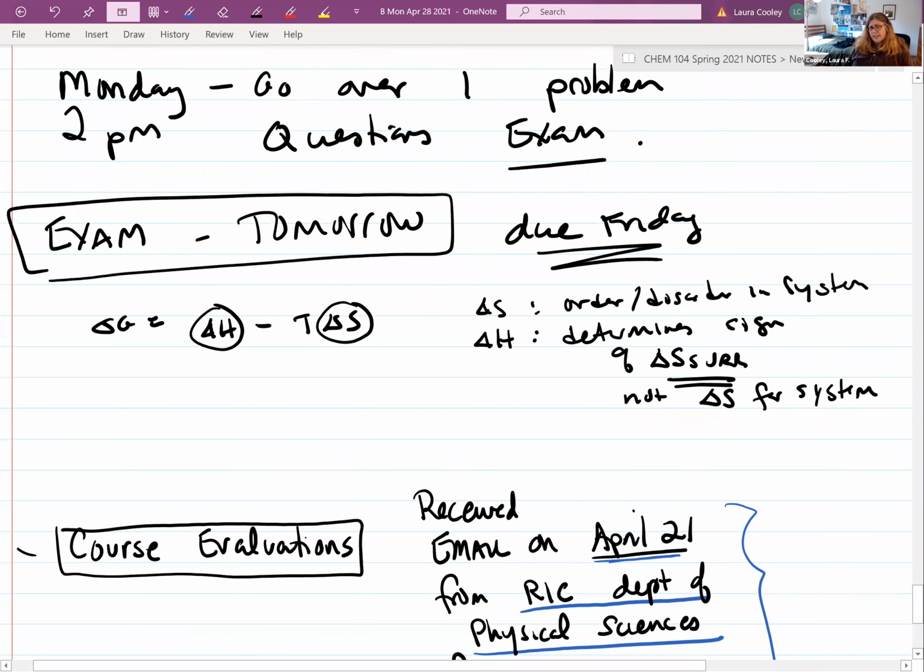Because I think I did an example where we created order in the system, which you would think, oh, delta S is negative, that won't happen, but it will if delta H is really big and negative, because it means you have a larger increase in entropy in the surroundings. So anyway.